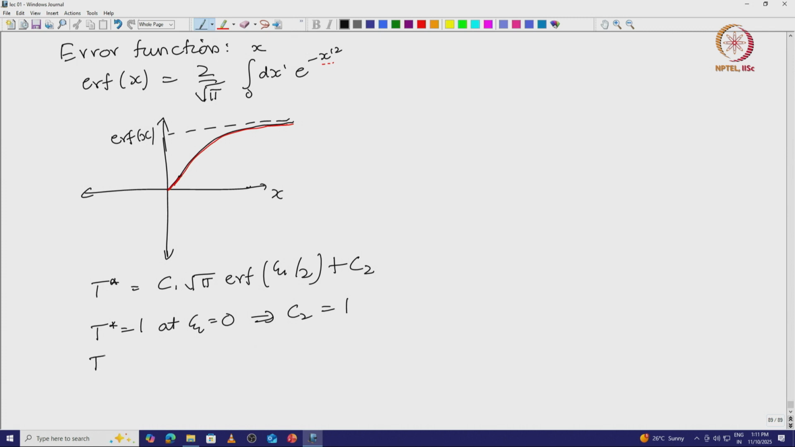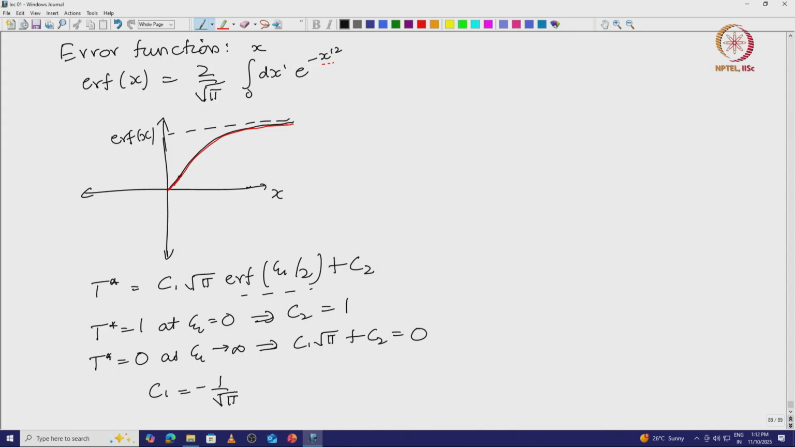And then the second condition, T star is equal to 0 as psi goes to infinity. This implies that C1 root pi, note that the error function goes to 1 as psi goes to infinity, so C1 root pi plus C2 is equal to 0. And from this we get the condition that C1 is equal to minus 1 by root pi.